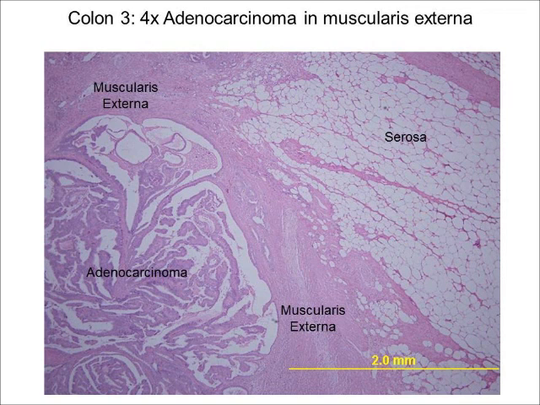This is another view of the muscularis externa containing a nodule of adenocarcinoma. The cells here are still forming gland-like structures. Next to this region is a serosa composed of adipose connective tissue. Now in this view, the adenocarcinoma appears to be right on the borderline between the muscularis externa and the serosa. In other views, it has clearly penetrated the serosa, and on this basis would be given a stage of T3.